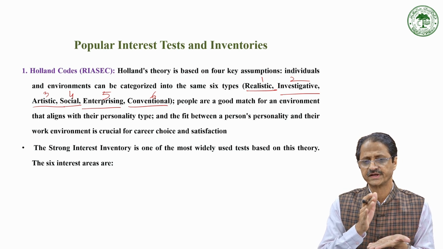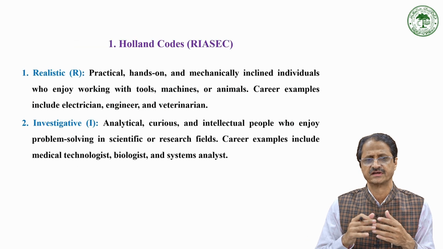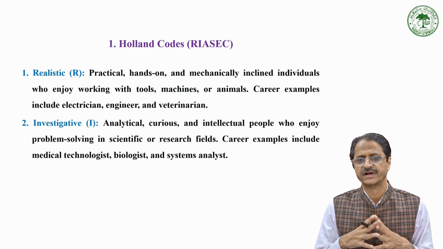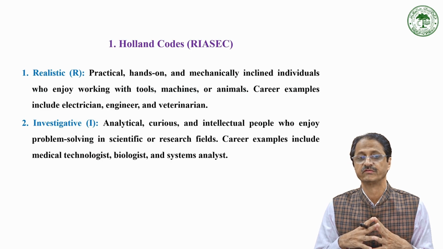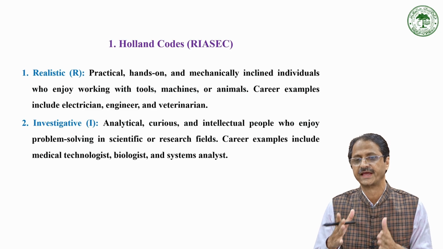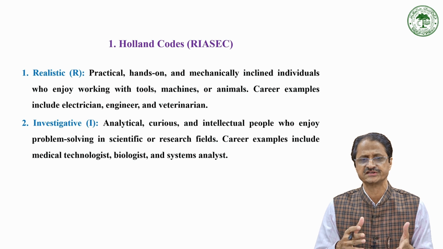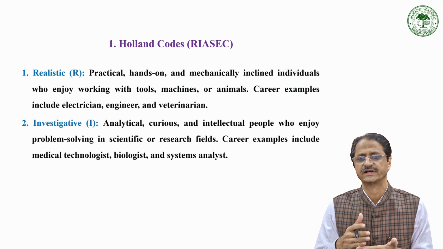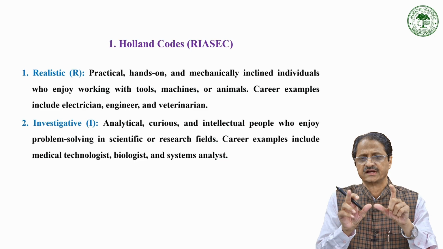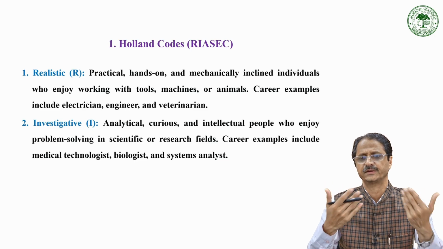So, the Strong Interest Inventory is one of the most widely used tests based on this theory, and there are six areas. Number one is realistic: practical, hands-on, and mechanically inclined individuals who enjoy working with tools, machines, or animals. Examples of related careers include electricians, engineers, and veterinarians. I have taken these few examples to give students a better understanding.